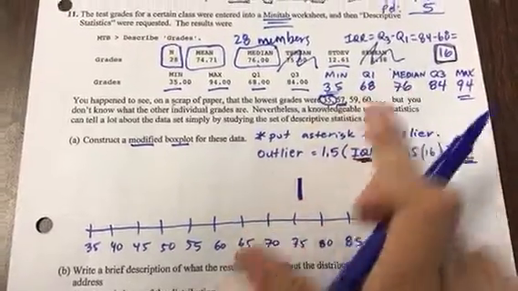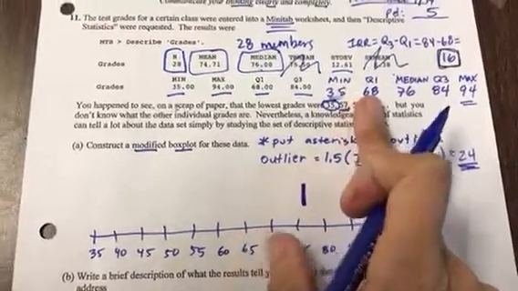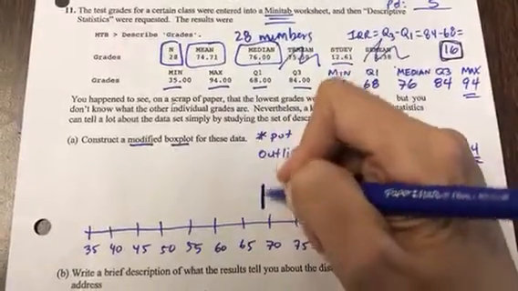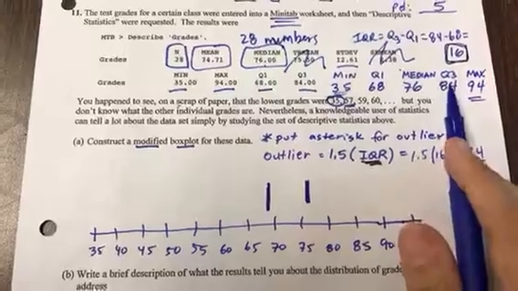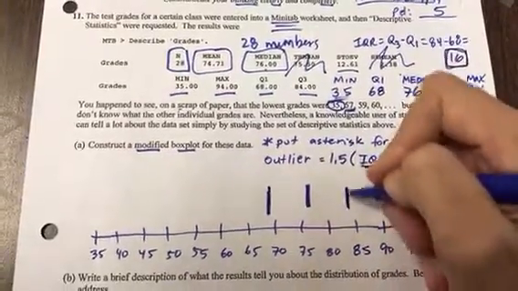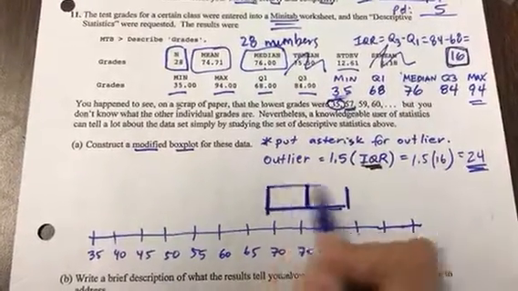Correct? The number in the middle is 76. Quarter 1 is 68. Okay, definitely that goes right there. Quarter 3, 84. That goes right there. There it is. There's my box.